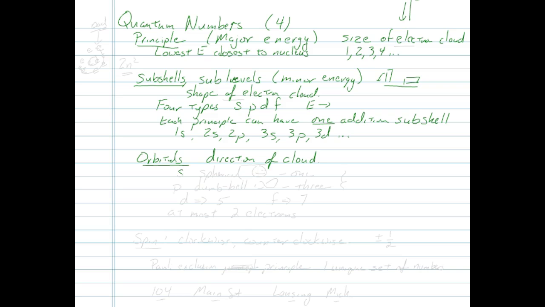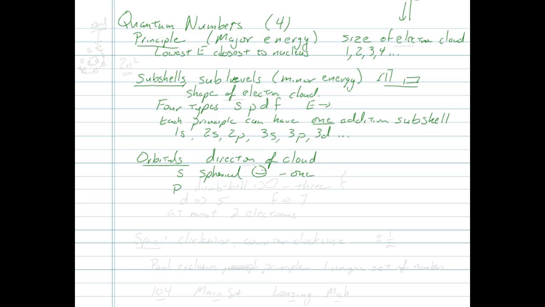The S is spherical, or round, and it only has 1 orientation, because if you take a cue ball and rotate it, you can't tell that you rotated it because it looks the same. So there's 1 orientation for a spherical.